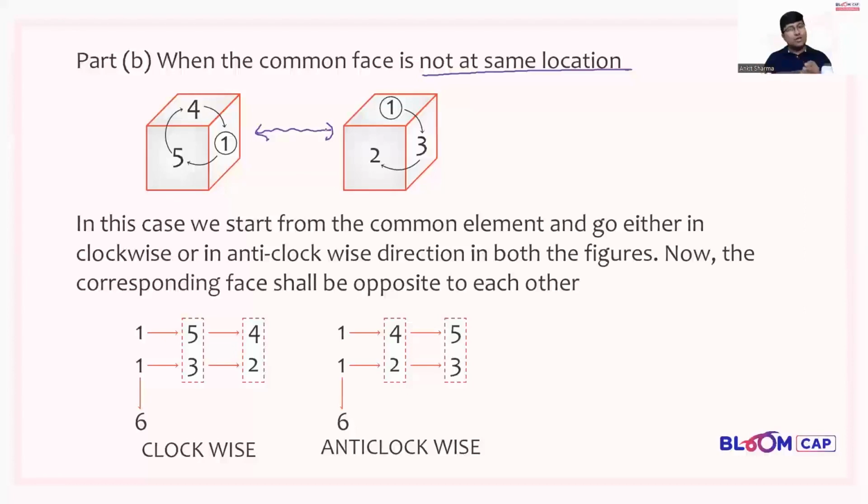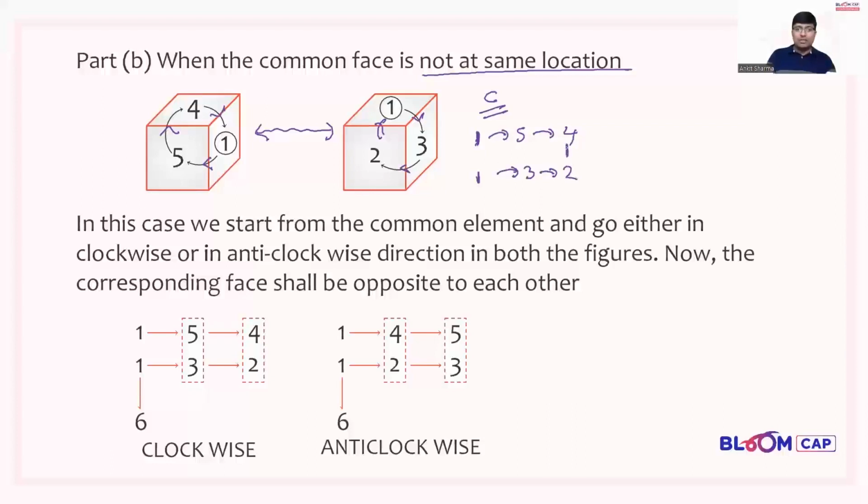And then we have the freedom, we can choose either to move in clockwise direction or anti-clockwise direction. And again the corresponding faces will be opposite. For example, let me go by clockwise direction. Common face is 1. So in both the figures, now we have to move in clockwise way. So if we go clockwise, after 1 you will come to 5, after 5 you will come to 4. So from 1 to 5, from 5 to 4. In this, after 1 you will come to 3 and after 3 you will come to 2. So from 1 to 3 and then to 2.